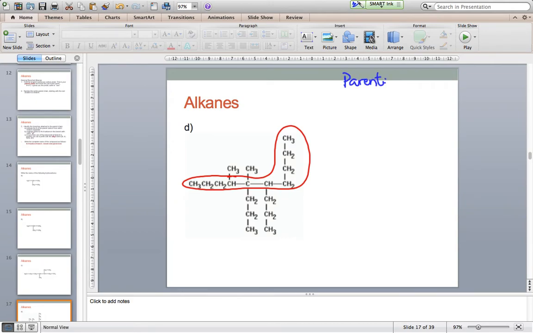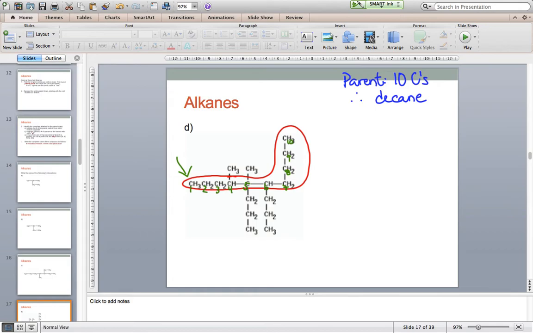And this step, guys, writing this down isn't necessary. Again, I do it because it helps me keep everything in order, so that at the end when I'm ready to put together the name, I just have a list to put together as opposed to remembering in my head, oh geez, what was that parent chain again? Okay, so let's number again, starting at the end closest to a branch. That's going to be this carbon right here. 1, 2, 3, 4, 5, 6, 7, 8, 9, and 10.